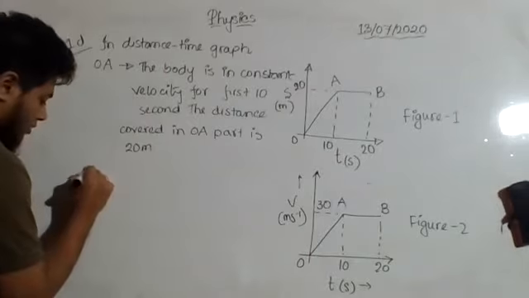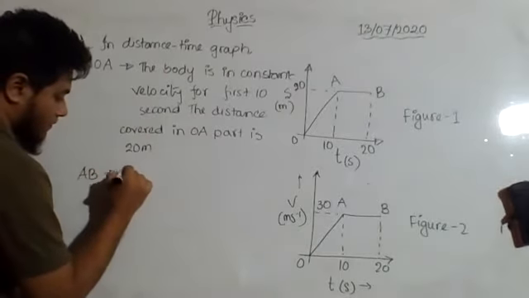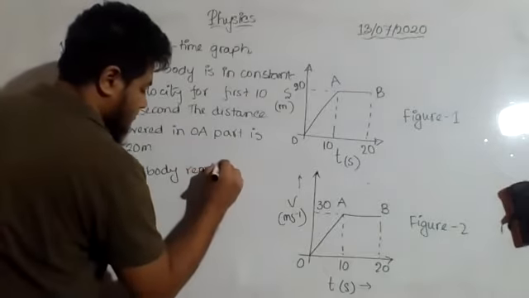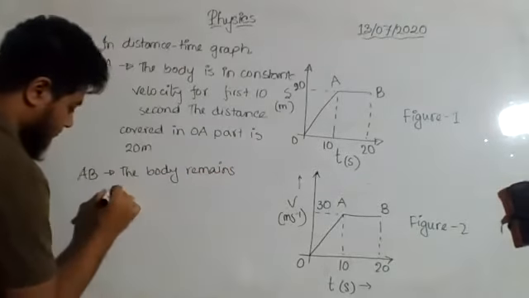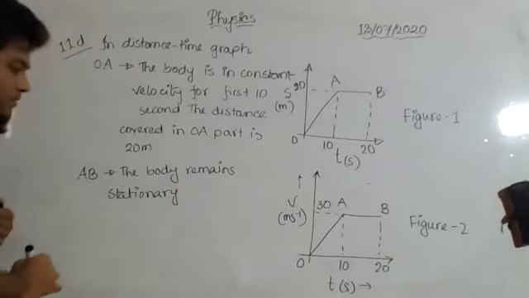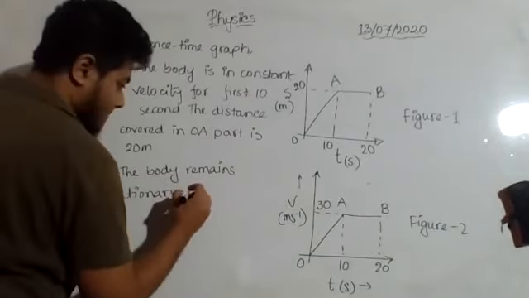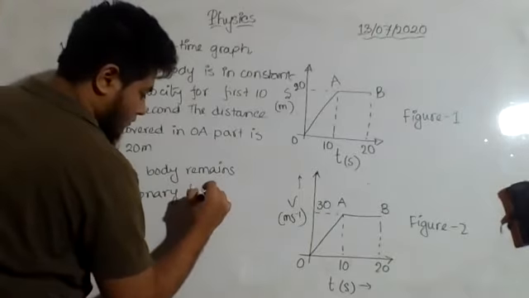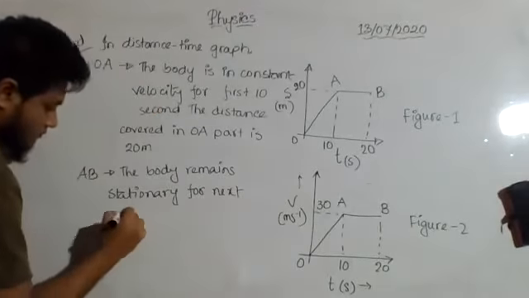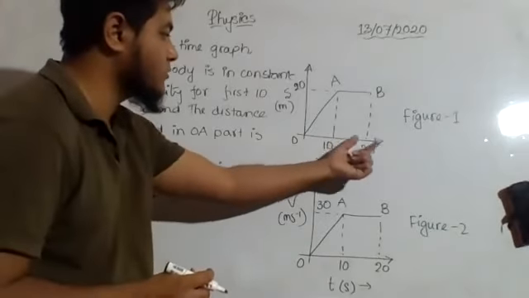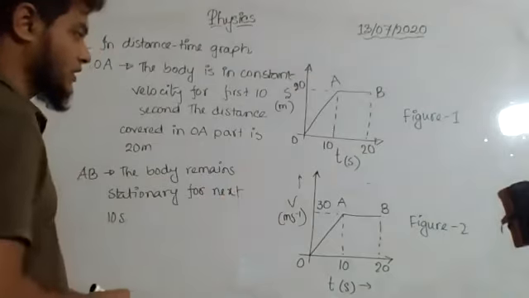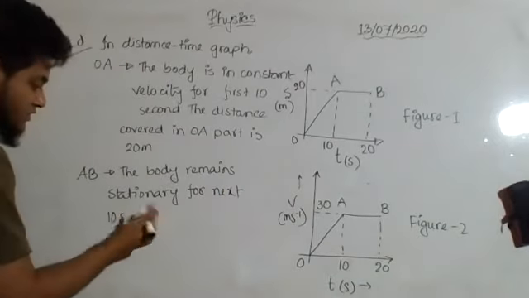So in AB part, the body remains stationary for next 10 seconds. That is in AB part, okay? From 10 to 20 seconds. For next 10 seconds, you can write, or you can write from 10 to 20 seconds. Okay? And the velocity is 0.